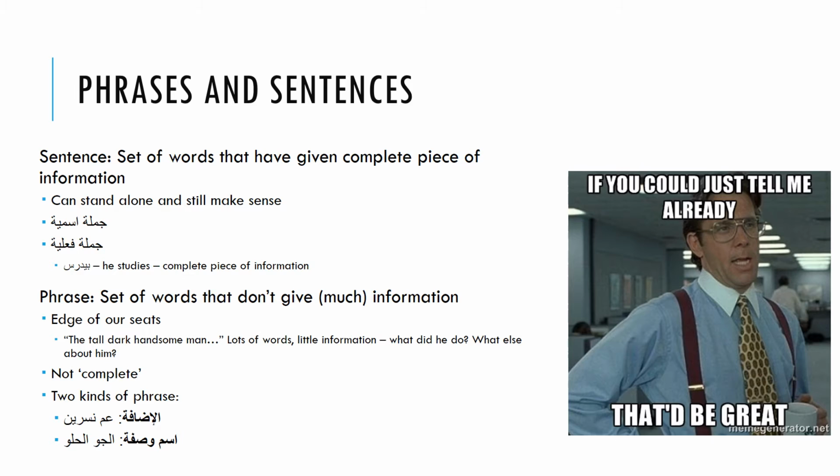In Arabic so far, we've learned about two kinds of phrases, and these are the main phrases we're going to encounter over and over again in Arabic. Al-idafa, for example, am Nisrin, and ism wa sifa, al-jaw al-halu, the nice weather. Neither of these tell us any more information. Am Nisrin. Okay, what about him? Is he awesome? Does he live in Syria? Is he also fa'lan wahid? Same thing with al-jaw al-halu. Is it coming? Do you remember al-jaw al-halu? We just don't know any more information than that.